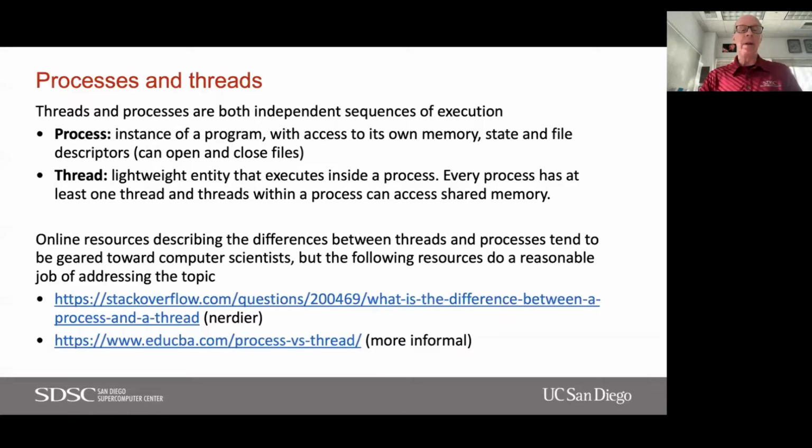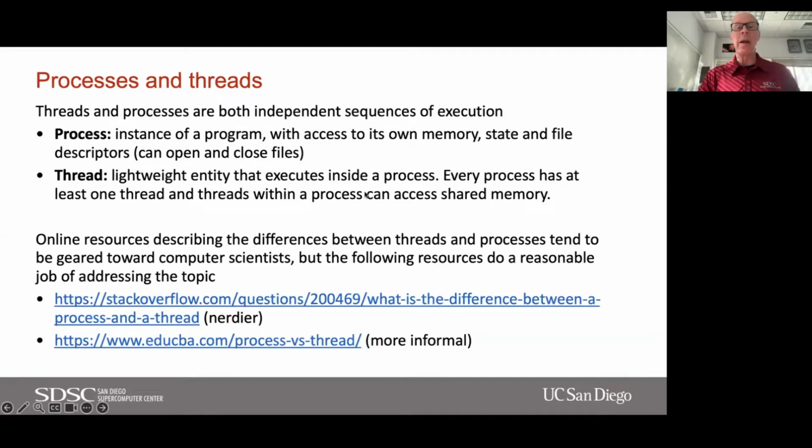Now, if you hunt online for resources describing the difference between threads and processes, most of them tend to be geared toward computer scientists. They get really deep in the weeds, but I found a couple of links here that I think do a reasonably good job of addressing the topic. There's one discussion here on Stack Overflow, which isn't too technical, but maybe a little on the nerdier side. And then at the bottom is a link to an article at educba.com, which is a little more informal.